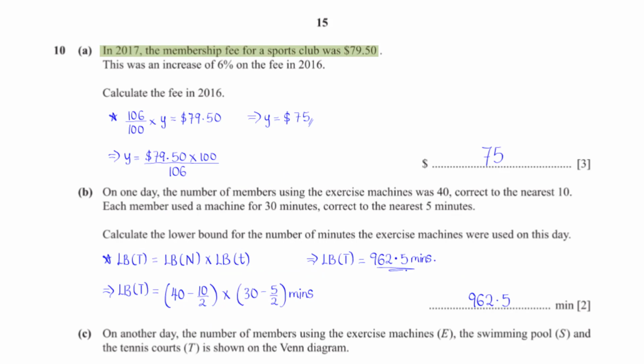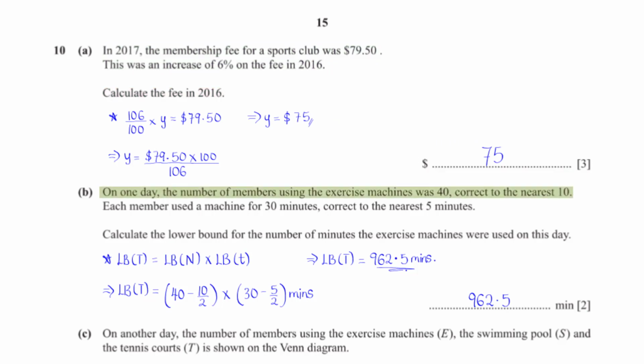In 2017, the membership fee for a sports club was $79.50. This was an increase of 6% on the fee in 2016. Calculate the fee in 2016. If we represent the fee in 2016 with y, then 106% of y is equal to $79.50. When we make y the subject, this is what we have. When we type this into the calculator, we get $75.